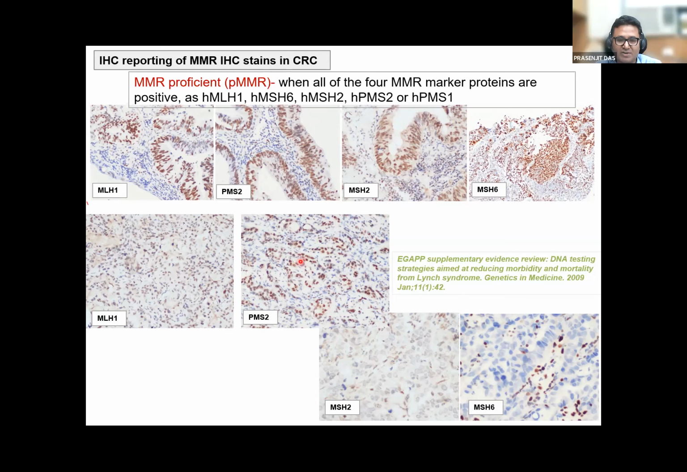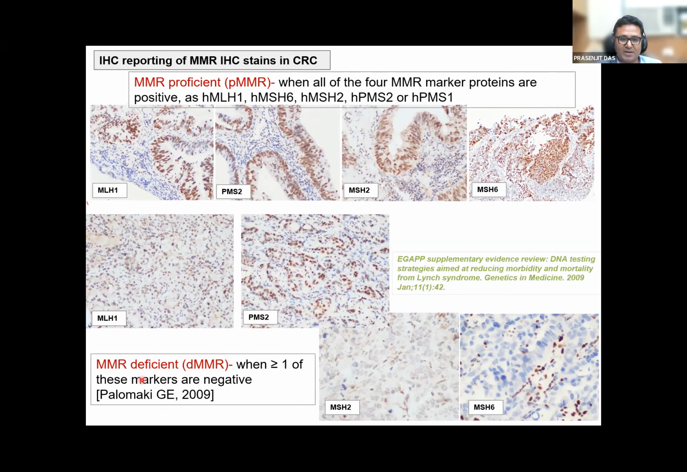However, in this particular case, as you can see, MLH1 and PMS2 are positive, but MSH2 and MSH6 are negative. That is nuclear loss. And how do we know our test has worked? We compare with the lymphocytes. You can see lymphocytes are internal control and they are positive, but tumor nuclei are negative. So in this case, I will interpret it as MMR deficient, and the definition is that when at least one of these markers is absent in the nuclei, we call it MMR deficient.